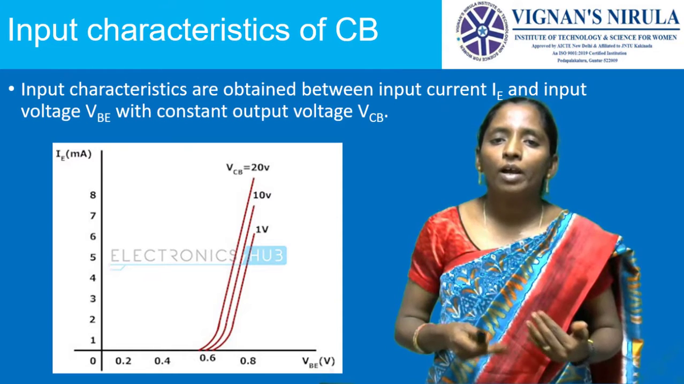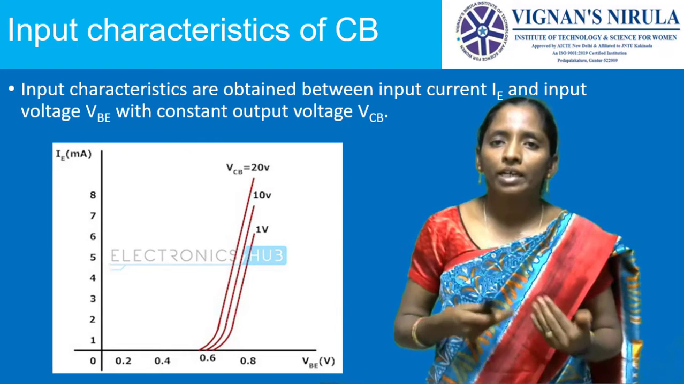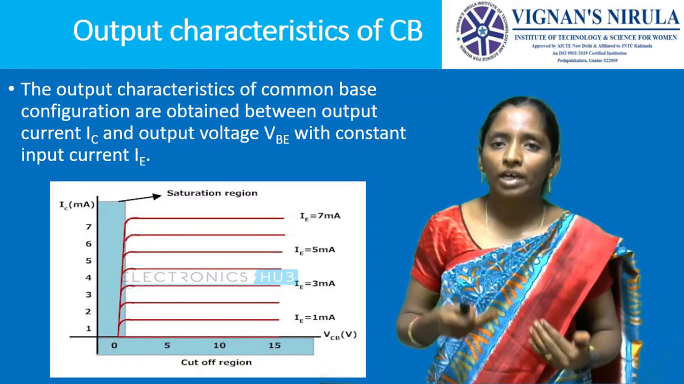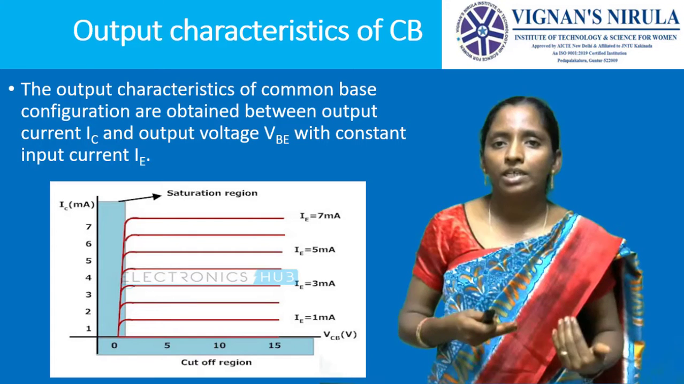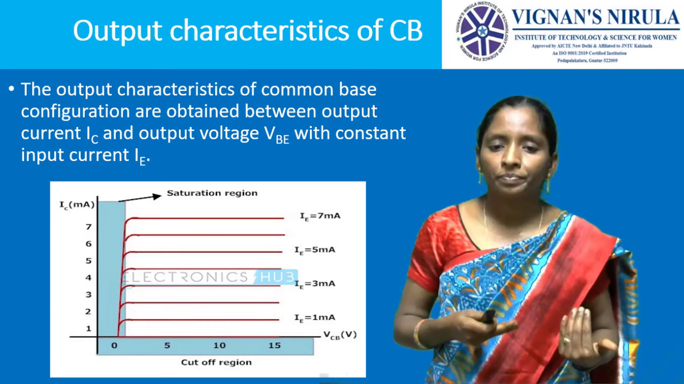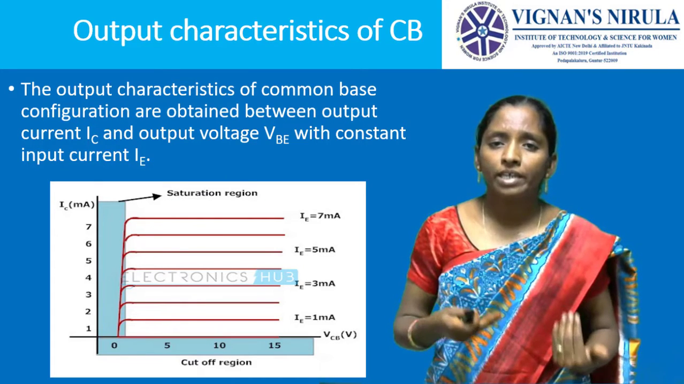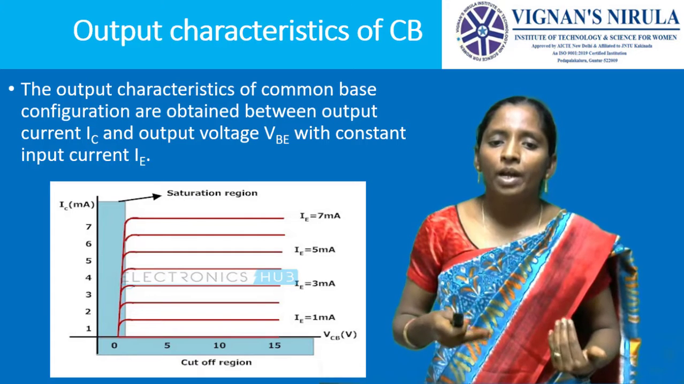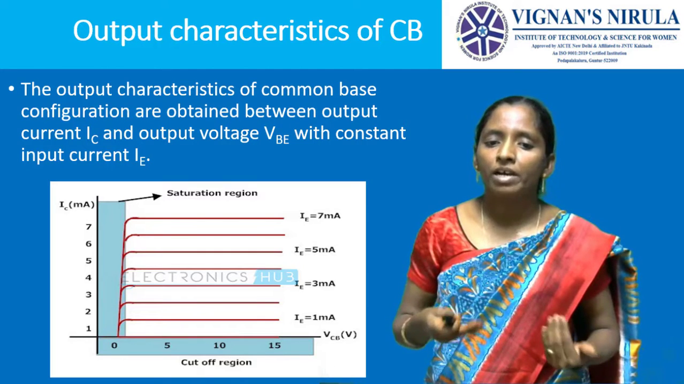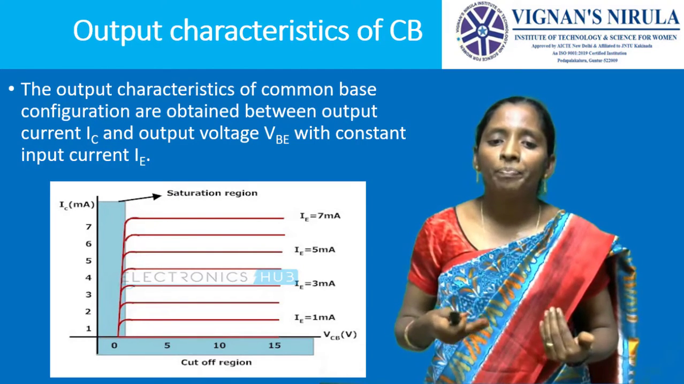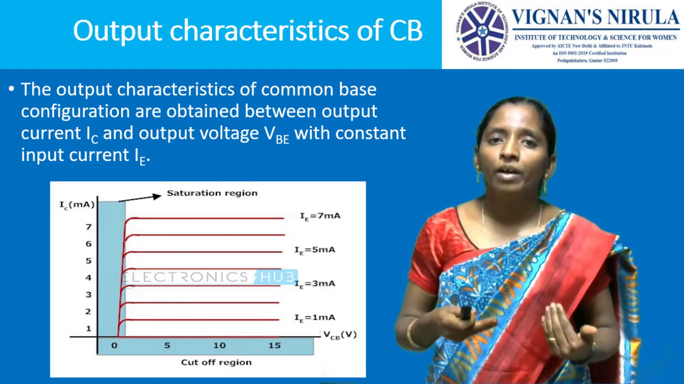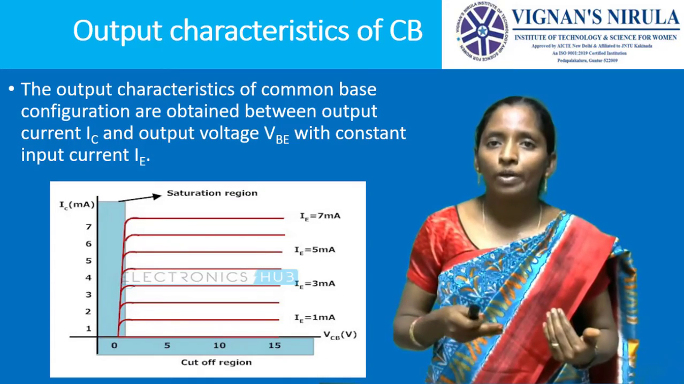Output characteristics of the common base configuration. Here we are taking output characteristics between output voltage and output current, keeping the input current constant. Here the input current is IE, the output current is IC and the output voltage is VCB. Now keep the IE at different values, like 1 milliamp, 3 milliamps or 5 milliamps. Keep the IE constant, vary the VCB and note down the corresponding IC.